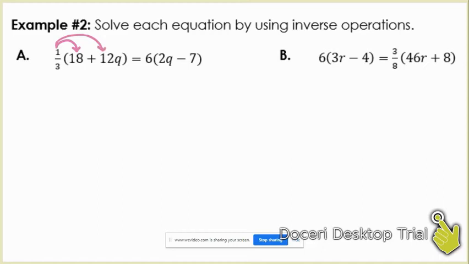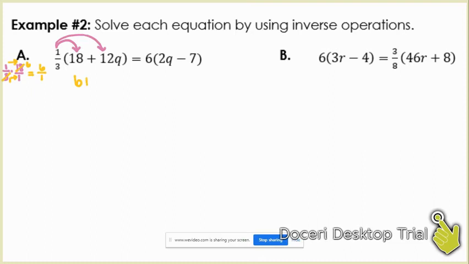So we have 1/3 times 18. So we're going to take 1/3 times 18, which is over 1. We know that 3 goes into 18 a total of 6 times. And so we now have 6 times 1, which is 6, and 1 times 1, which is 1. And so we just get 6.